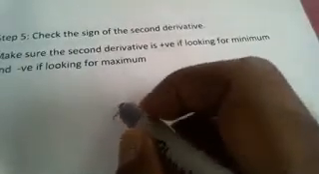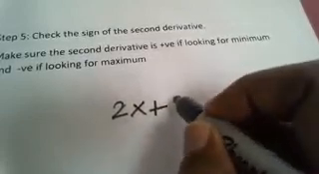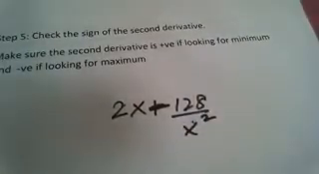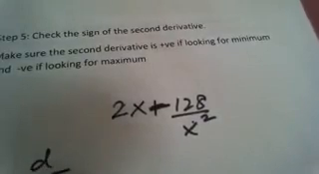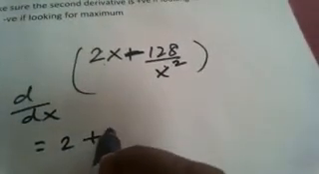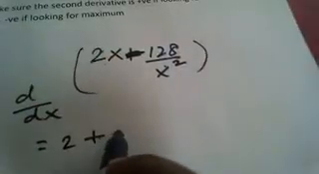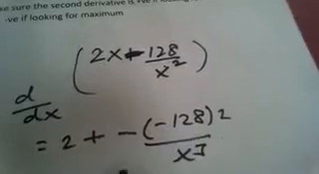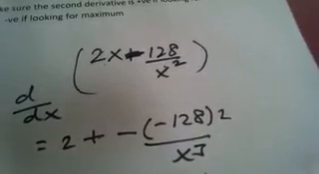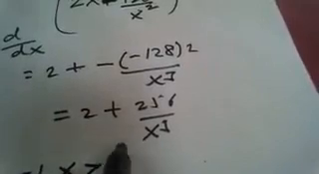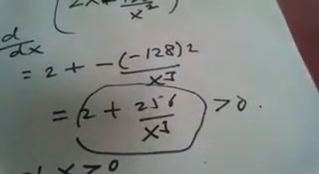So our first derivative was 2x minus 128 over x square. Okay, let me just see if I can do it. If you take the second derivative of that, d by dx of this one, it would be 2 plus, this is a minus sign by the way here, 2 plus minus times minus 128 times 2 over x cube, or equal to 2 plus 256 over x cube. So we know for all values of x greater than 0, this value is going to be greater than 0. So this is in fact the minimum, whatever we have calculated.